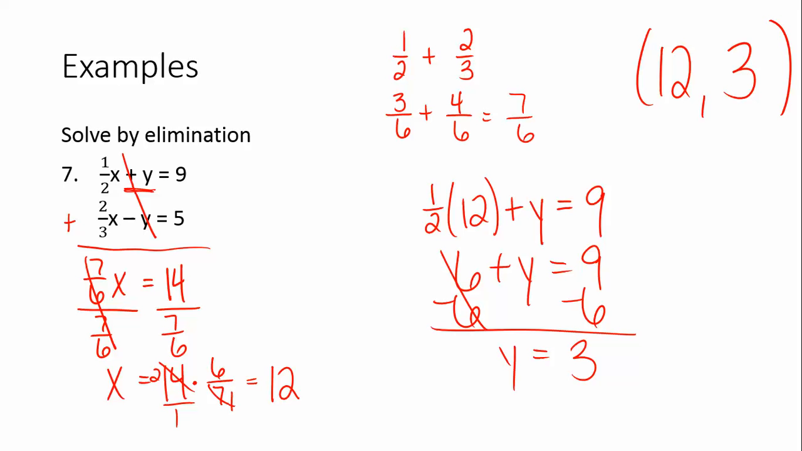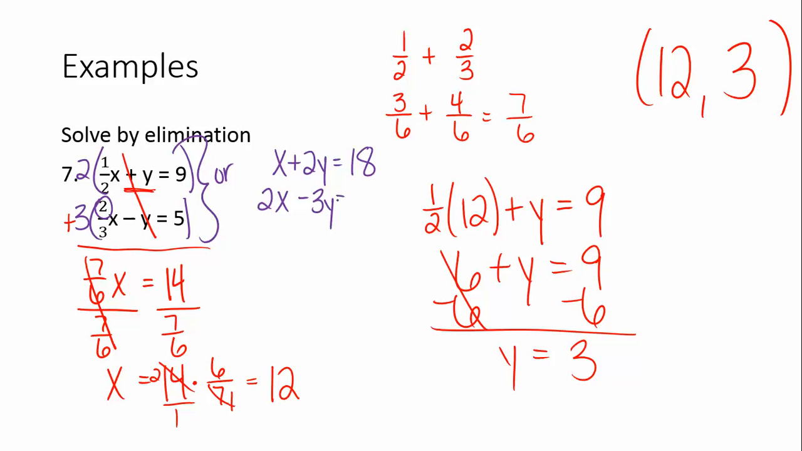Now, another option for this problem, and I'll just show you the first part of this in purple. You could multiply the first equation by 2 and the second equation by 3 to get rid of the fraction, but remember you have to multiply all the way across. So that would give us x plus 2y equals 18, and then it would give us 2x, don't forget that number up top, minus 3y equals 15.